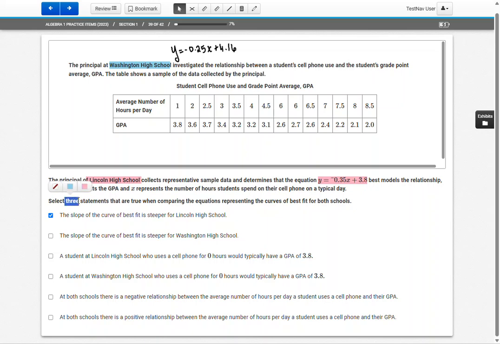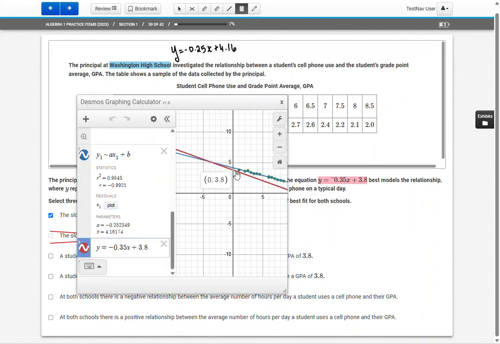It says select 3 statements. Okay, so it cannot be this one. Let me mark that off. It can't be that. The student at Lincoln High School uses a cell phone at 0 hours, typically at 3.8. So this is just talking about the y-intercepts. The y-intercept for Lincoln is 3.8. So that one is correct.